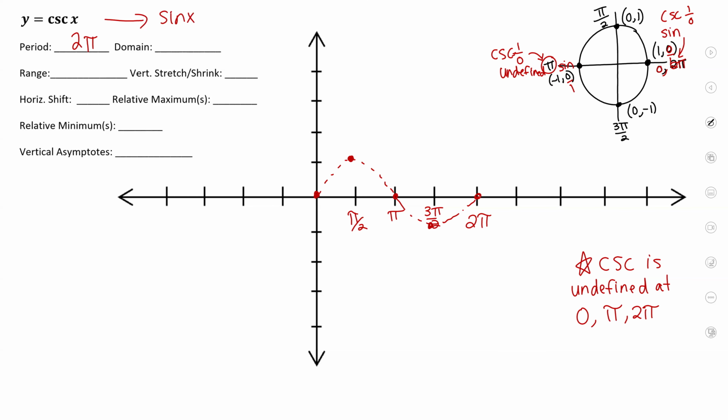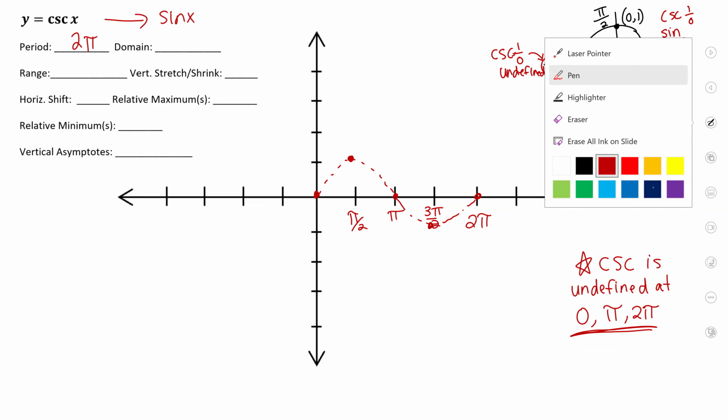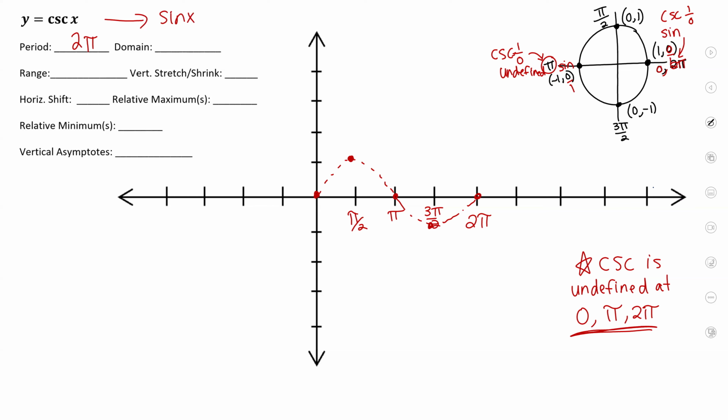Now, remember what we said about cosecant. It's undefined at these locations. So since it's undefined there, I'm going to draw asymptotes at 0, because cosecant is undefined there. I'm going to draw an asymptote at pi and at 2 pi, because cosecant is undefined at those locations.